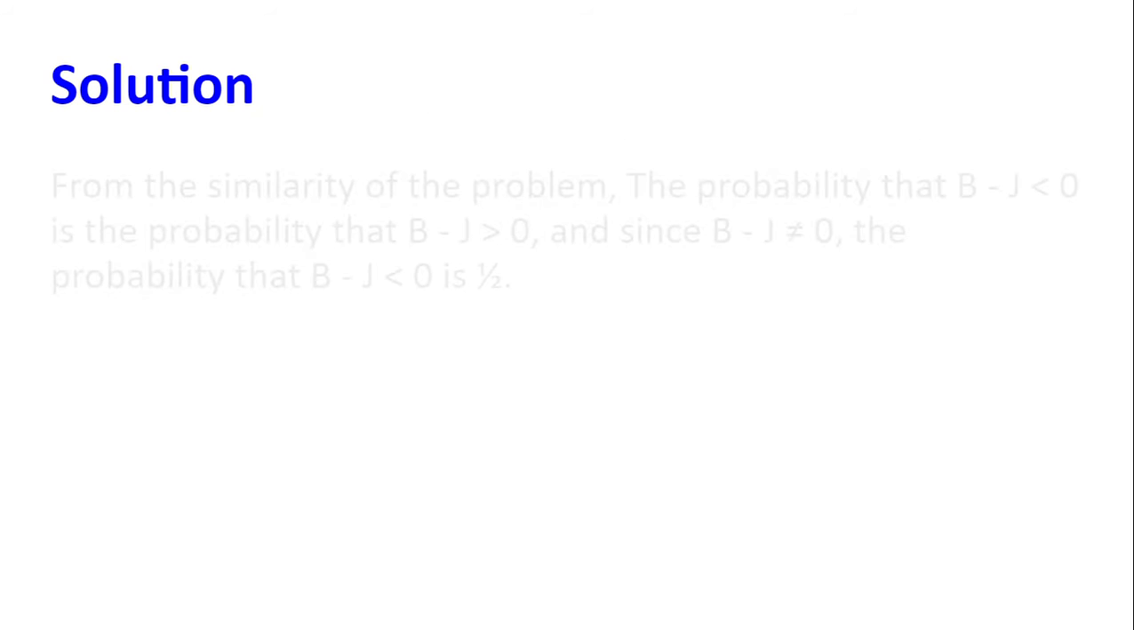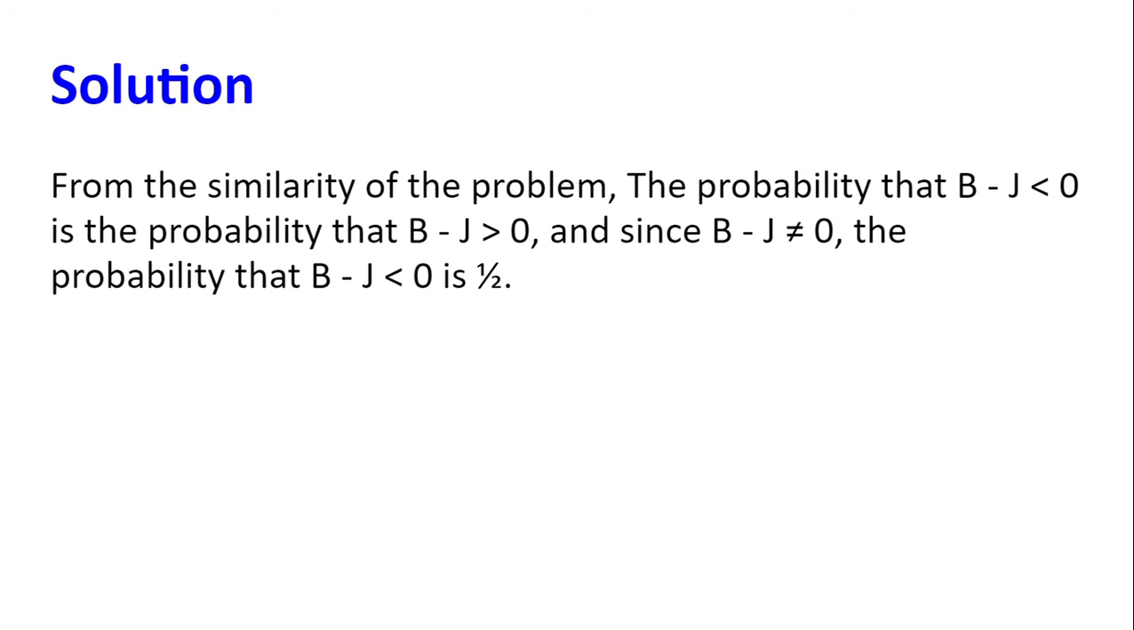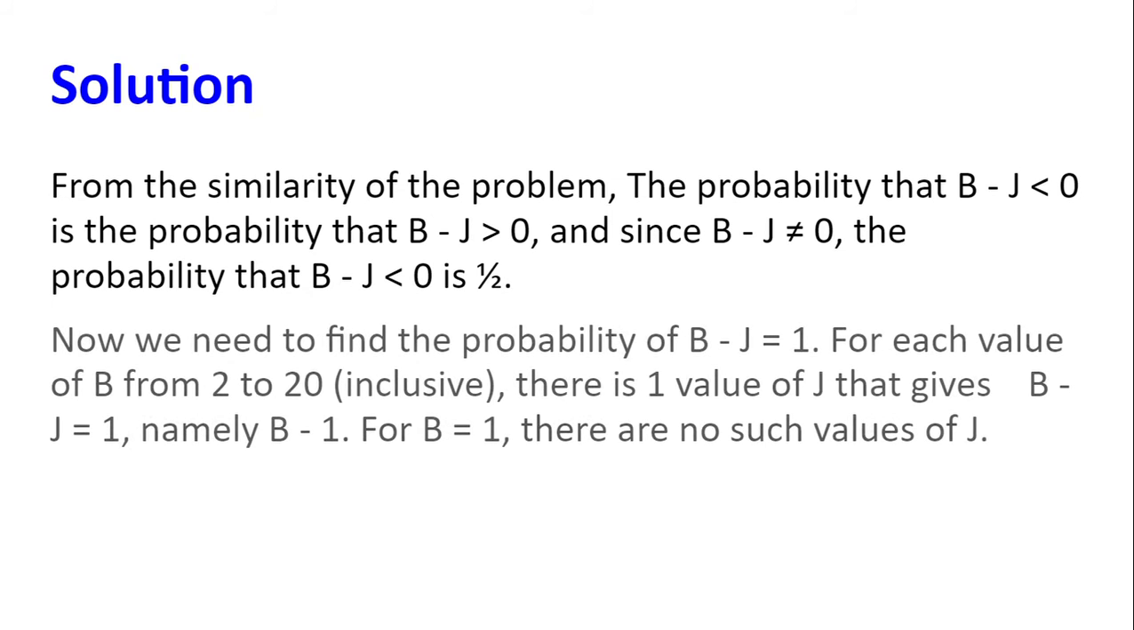Solution. From the symmetry of the problem, the probability that b minus j is less than 0 is the same as the probability that b minus j is greater than 0. And since b minus j cannot be 0, since b and j are distinct, the probability that b minus j is less than 0 is a half. Now we need to find the probability that b minus j is 1.